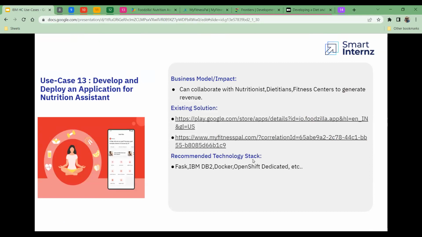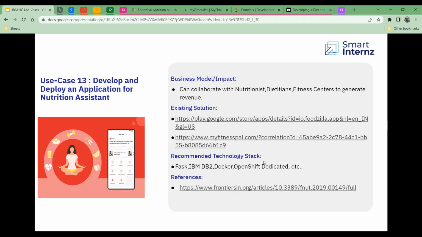We can use Docker for packaging the whole application into a container which can be scalable. A lot of people will be accessing it, so we need scalable things. So we can use Docker, and we can use OpenShift also.